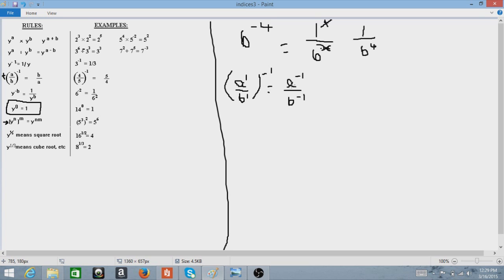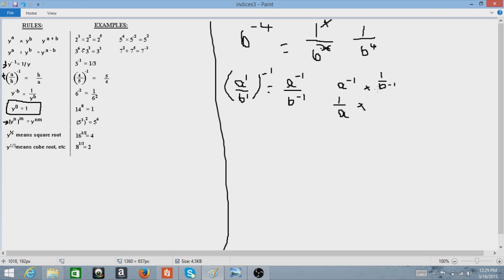Same equal here. Now let's just split this up. We'll have A to the power of minus 1, and we'll have here times 1 over B to the power of minus 1. You see here we'll follow this same rule, the third rule. All we do is upturn, so we have 1 over A.